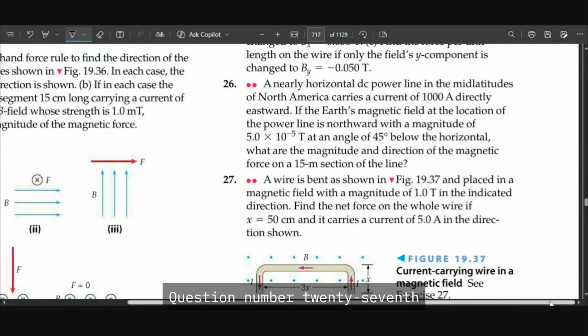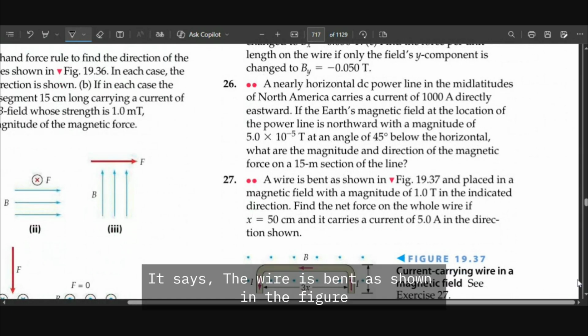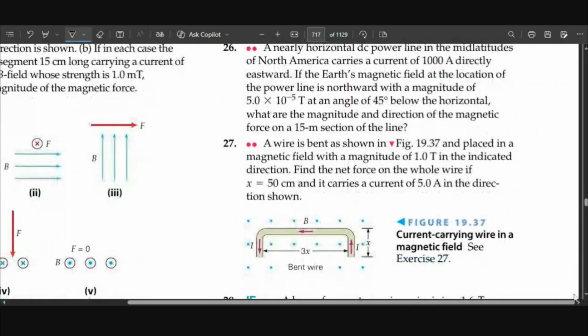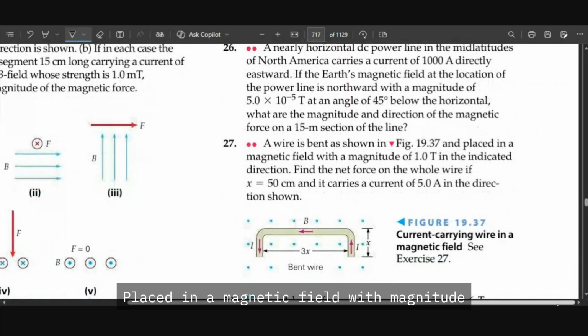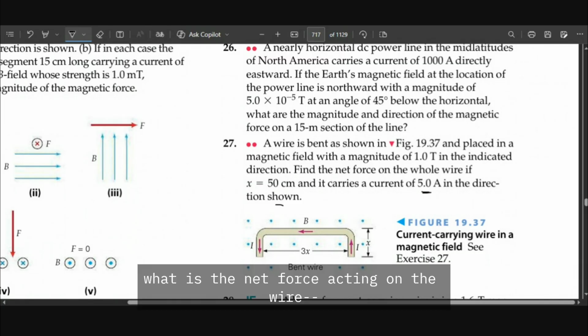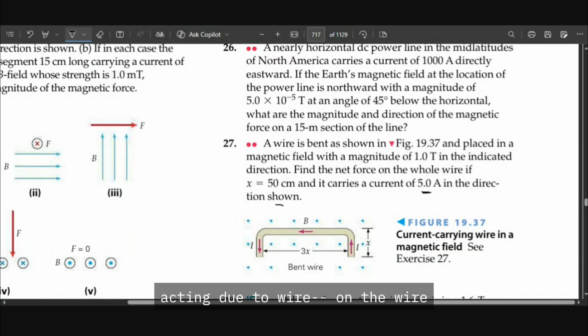Question number 27. It says the wire is bent as shown in the figure, placed in a magnetic field with magnitude 1 Tesla in the indicated direction. The net force on the whole wire, if x is 50 centimeters, it carries a current of 5 amperes in the direction shown. The question is, what is the net force acting on the wire, due to the field on the wire? So first of all, let us try to see how the field is going.